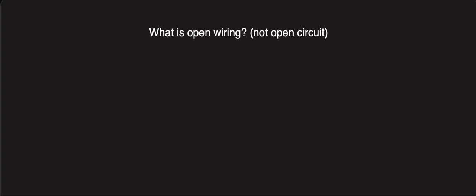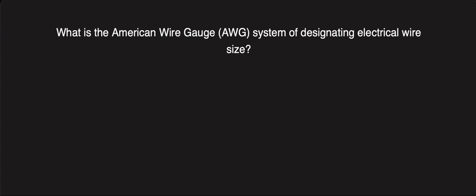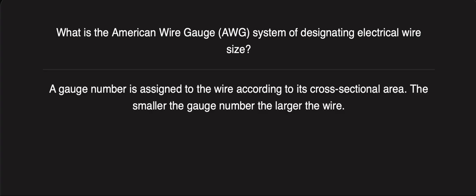What is open wiring? Note, not open circuit. Any wire, wire group, or wire bundle that is not enclosed in a conduit. What is the American wire gauge, AWG, system of designating electrical wire size? A gauge number is assigned to the wire according to its cross-sectional area. The smaller the gauge number, the larger the wire.